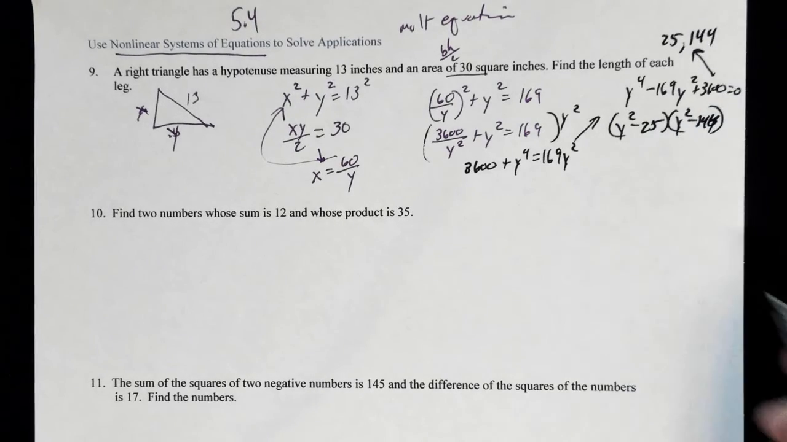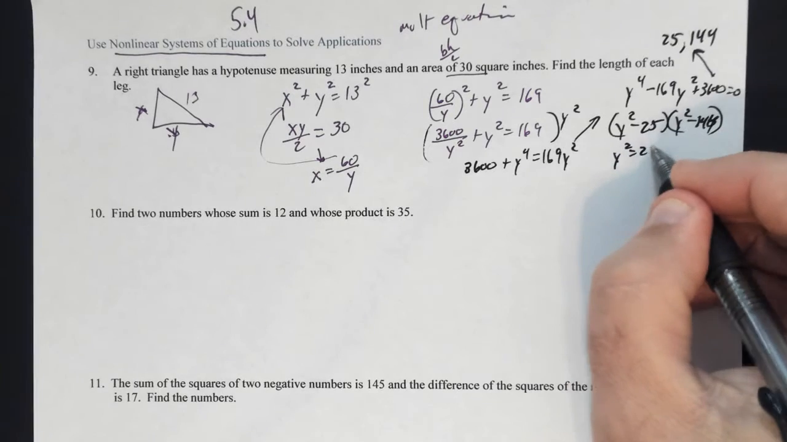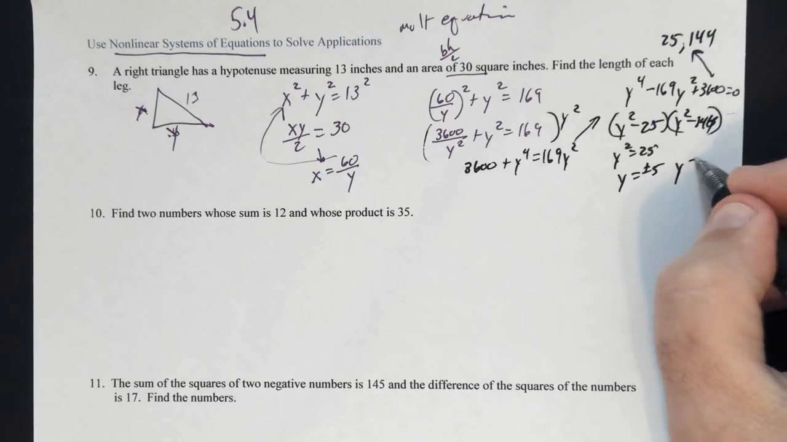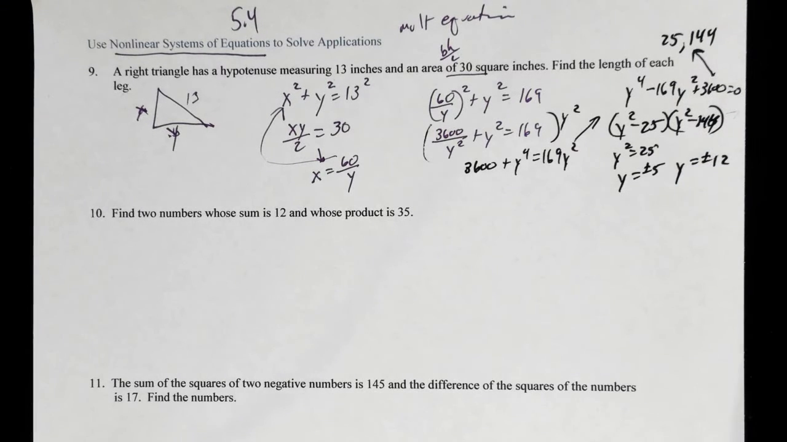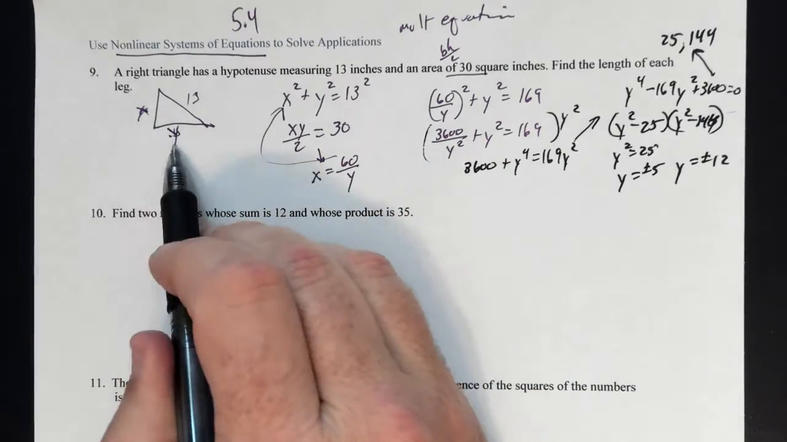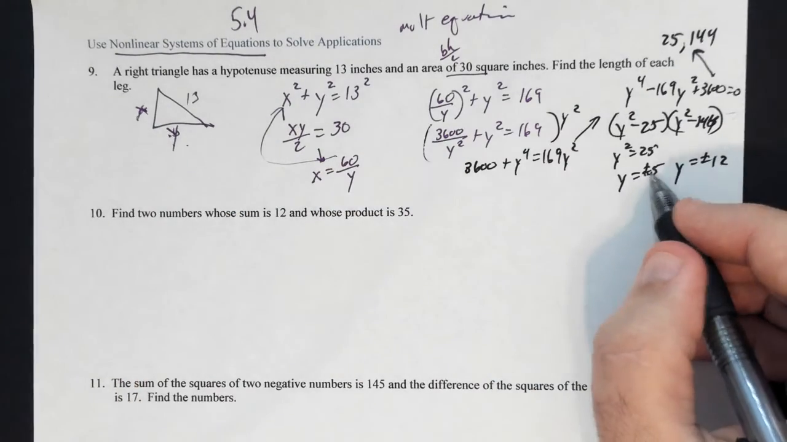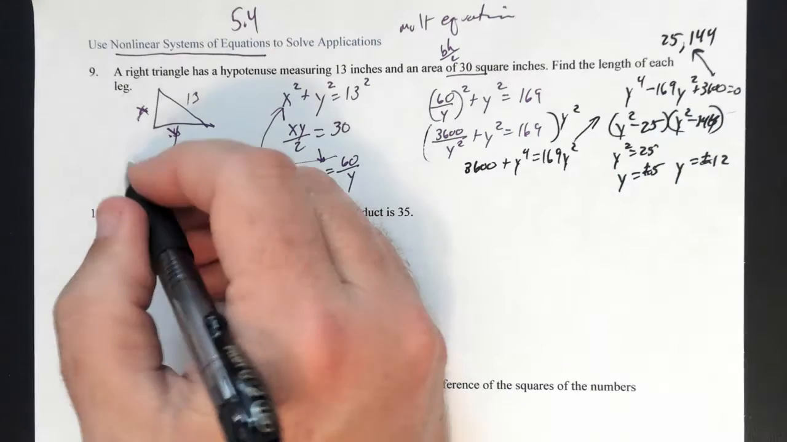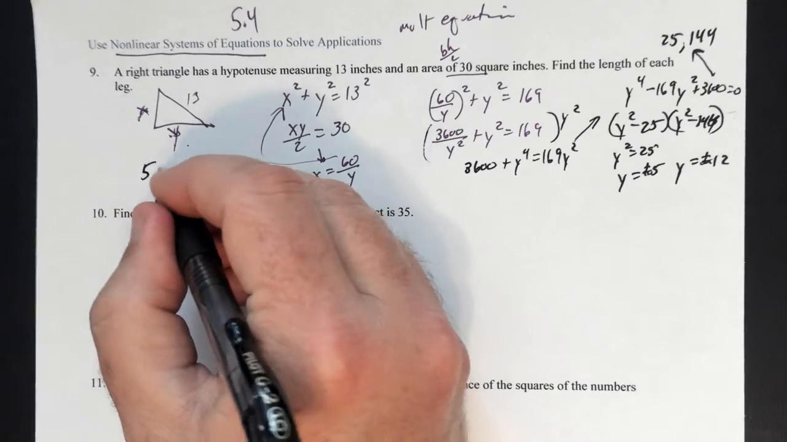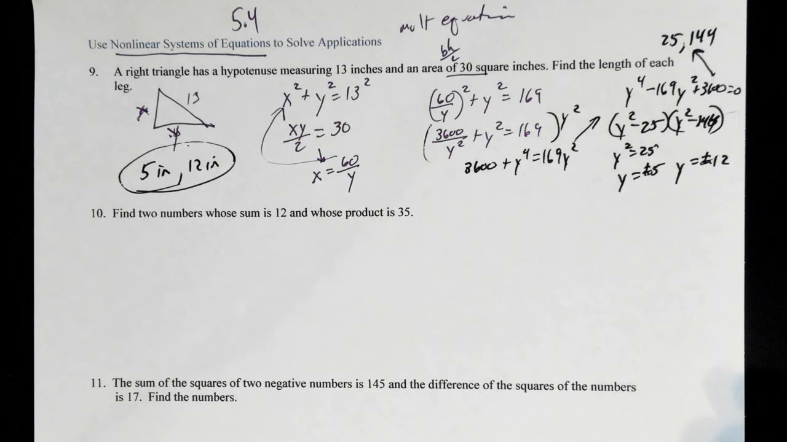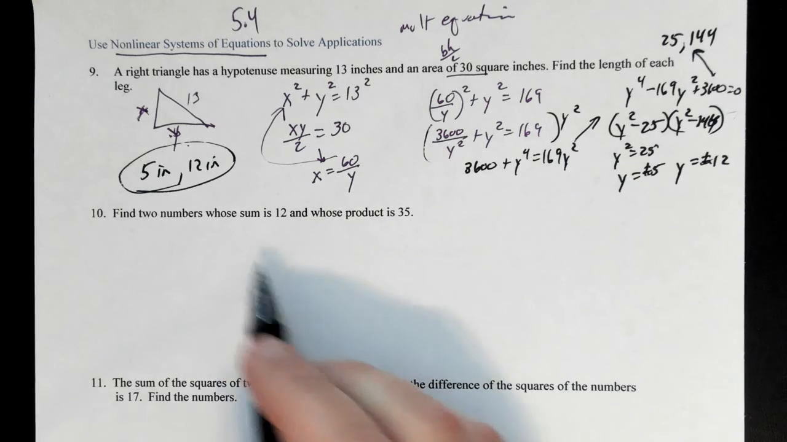Let's solve both of those. That's y squared is equal to 25, so y is going to be plus or minus 5. Or y is going to be plus or minus 12. Which means I have multiple answers. But now remember, these are inches, so the negatives don't work. So that means the length of each leg is 5 inches and 12 inches. And that works.